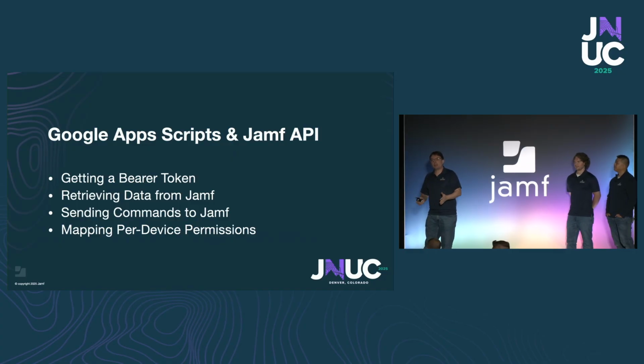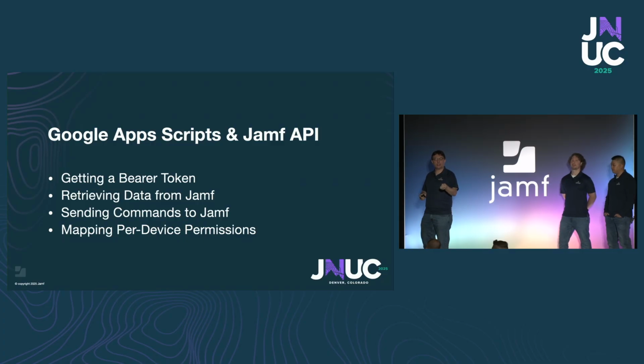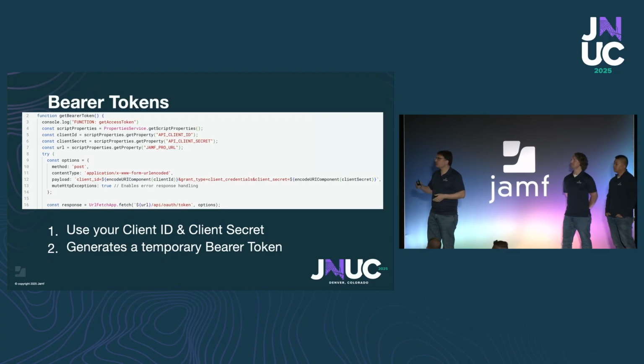So we talked a little bit about how to set up Google Apps Script. Now let's talk about Google Apps Script and the Jamf API. This is the cool stuff. So first, we're going to get a bearer token. We're then going to retrieve data from Jamf. We're going to send commands to Jamf, such as that clear passcode command. And then finally, we'll go over how to map those per-device permissions. So first is the bearer token.